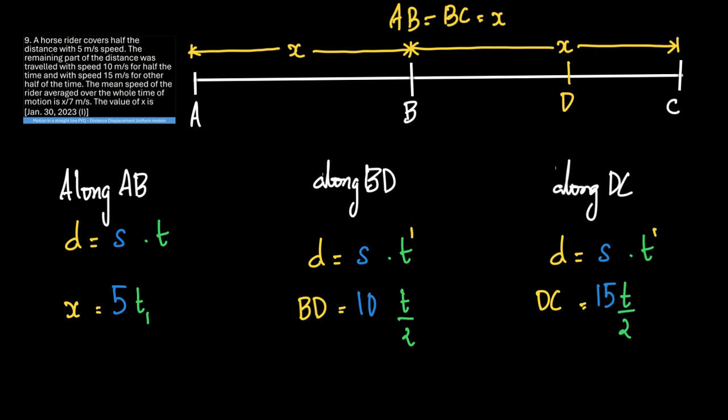And again, distance is equal to speed into time. Both of them are equal. Why? Because they are covered in half the time. So we have, again, DC is equal to speed, here 15 meter per second, into t by 2.